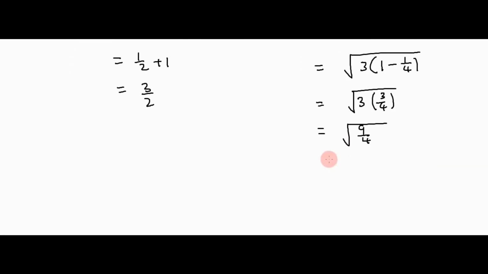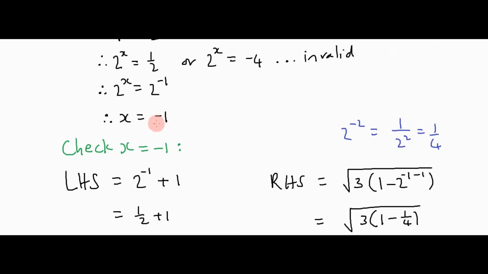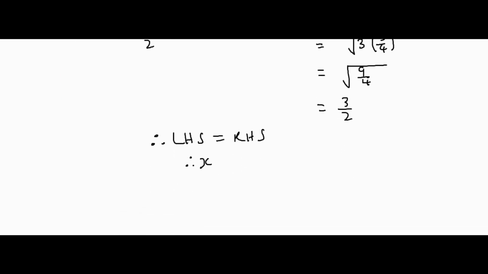The square root of which is 3 over 2. So we see that the left-hand side does equal the right-hand side, and hence our answer of negative 1, x was negative 1, is a valid answer.